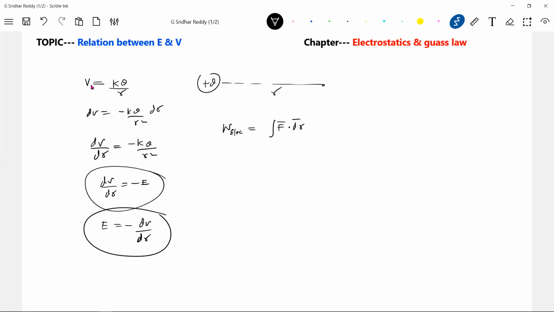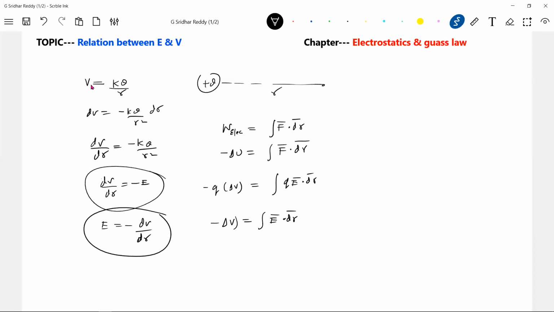Now work done by electrostatic force, what we can write as minus of delta U. Work done by electrostatic force in moving a charged particle from 1 to 2. And now further, what is F? You can write Q E bar dot dr bar. Delta U, what we can write? Q into potential difference. So this Q gets eliminated. So minus of delta V is equal to E bar dot dr bar. So this will be nothing but the potential difference.